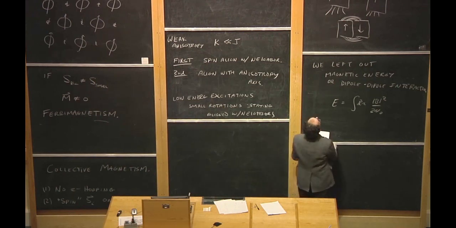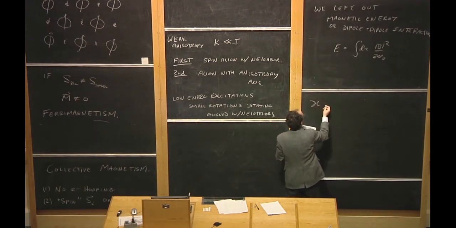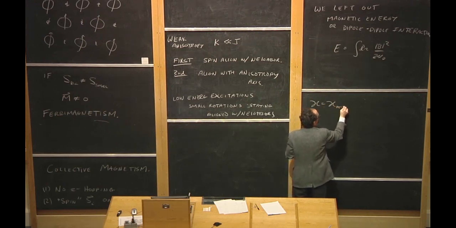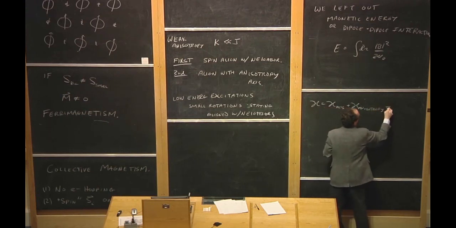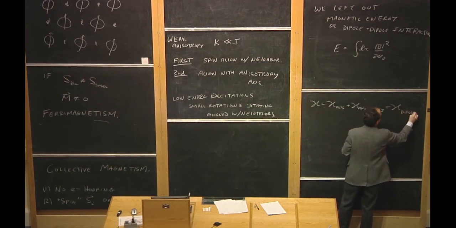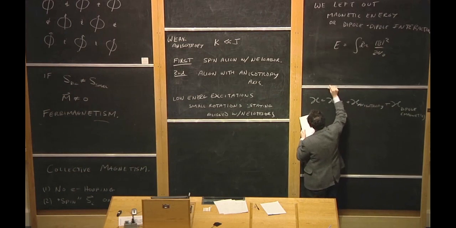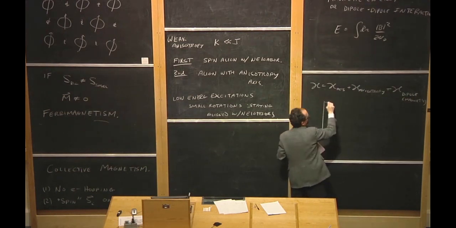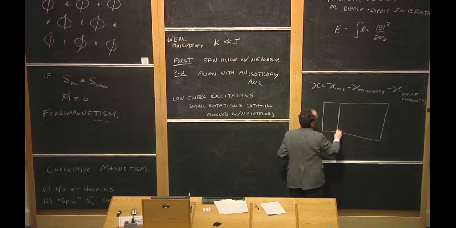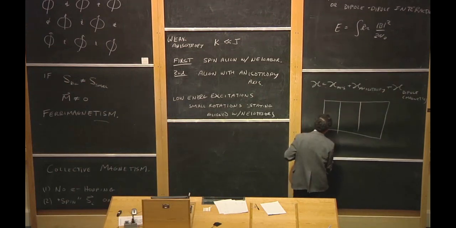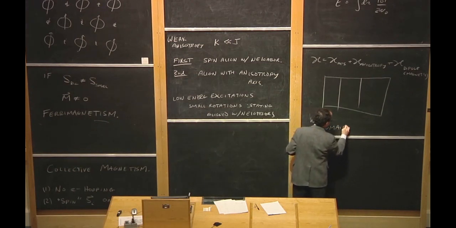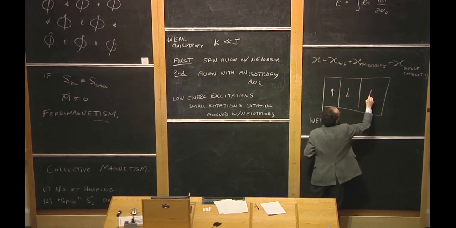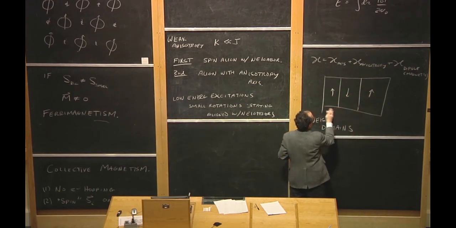So what actually happens in a real physical system? We now write H equals H Heisenberg plus H anisotropy, plus H dipolar interaction, or magnetic energy. Then, here's your big system, and the system will break up into what are known as domains, sometimes called Weiss domains, where some point up, some point down, some point up, like this. It'll break up into many little domains.